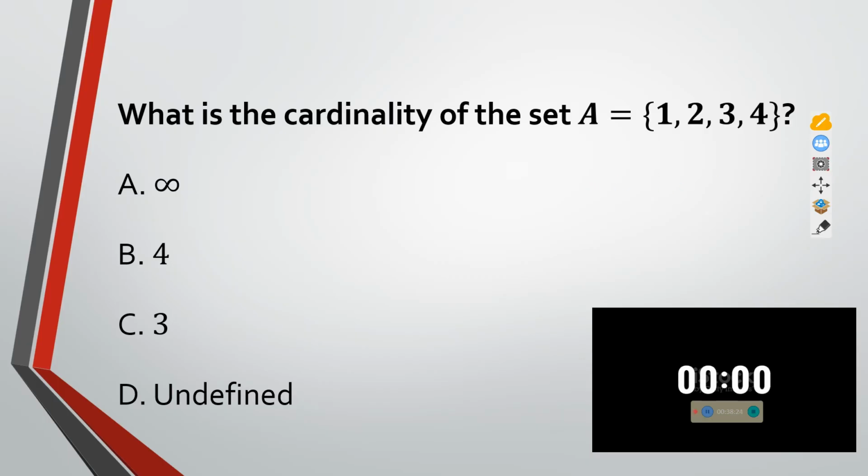So we need to talk about the cardinality of the set A. Cardinality is basically about the number of elements in that given set. So for that case, here we realize this is 1, 2, 3, 4. So there are 4 elements. So cardinality of set A will be B, that is 4 elements. And that will be the answer.